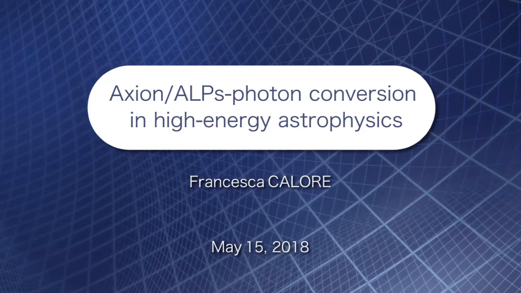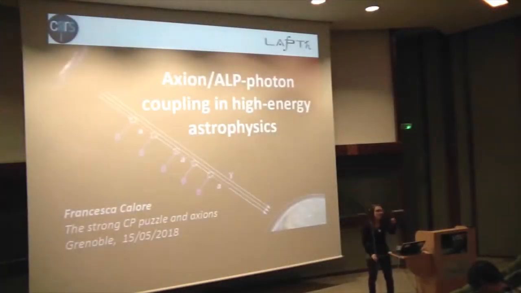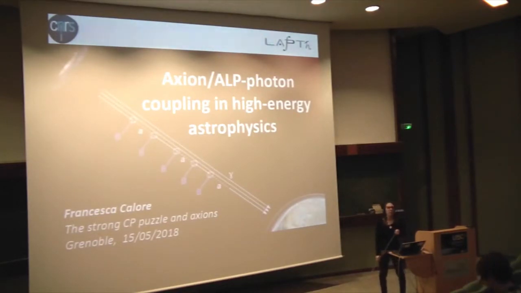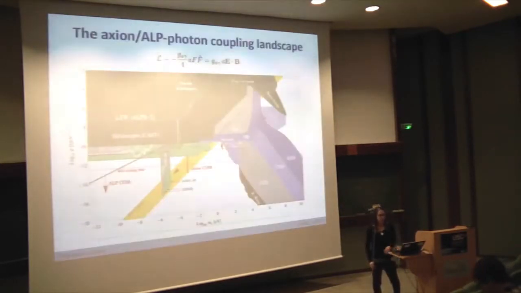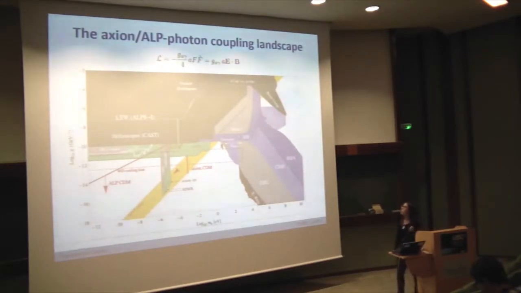Thanks. So this is a brief introduction about how we can constrain the photon-ALP coupling with high-energy astrophysics, and I will span from radio up to high-energy gamma rays. So what is the landscape for the axion/ALP-photon coupling?